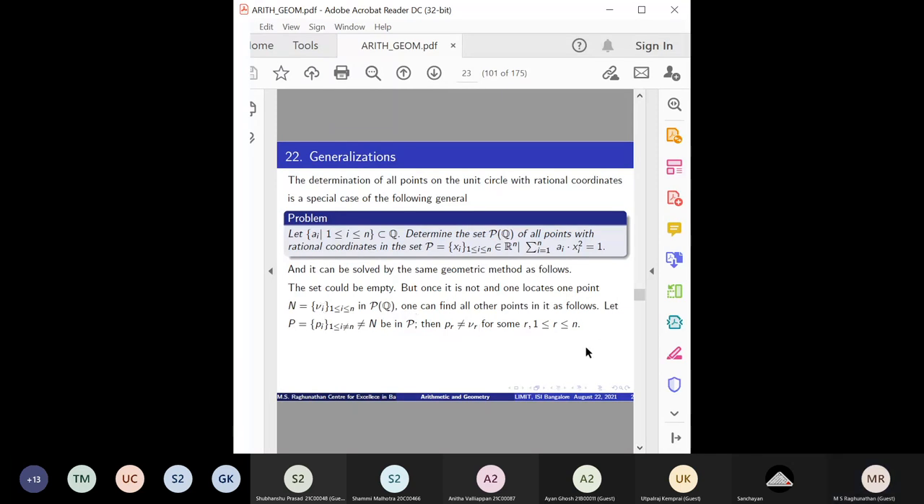If you join P and n by a straight line, it will meet the set of points where the r coordinate is 0 in some point, let's call it P prime, and then you can easily see that P prime has rational coordinates. It's something which we did in the case of the circle. You can similarly imitate this and see the rational coordinates. So to arrive at the points, the idea is to take a point in the plane.